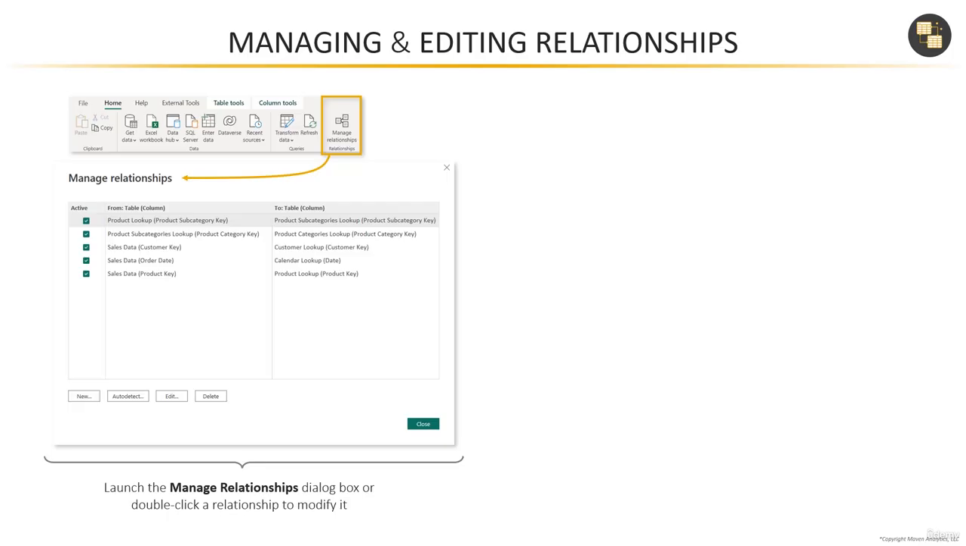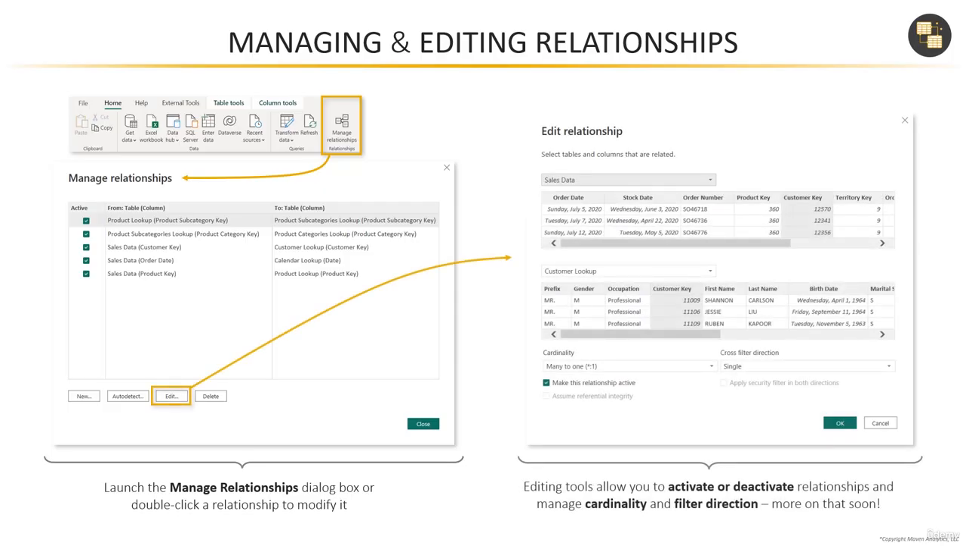And from here, you can either select a specific relationship or double-click the relationship line in the model view to open up the Edit Relationship box. And this is where you can modify a relationship, right? You can change the primary key by selecting a different field. You can change the cardinality, the cross-filter direction, make the relationship active or inactive. And again, we're going to talk about what all of those features actually mean in just a bit. But for now, let's jump into Power BI and just practice making some modifications to the relationships in our model.